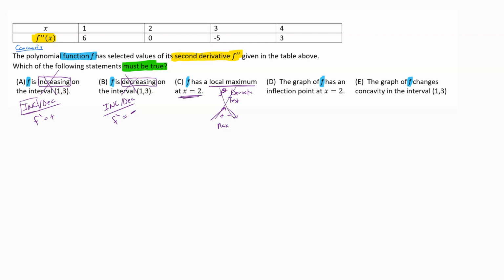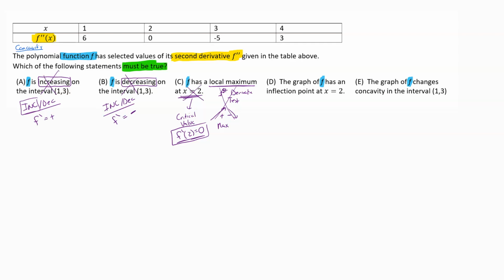I also would need to know that this right here is a critical value. Well, a critical value would be where my derivative at 2 equals 0. Well, I don't know that that's happening, right? Again, I've got second derivative data, and I know where the second derivative is equaling 0. However, I know nothing about where the first derivative is equaling 0. So that throws this one off.